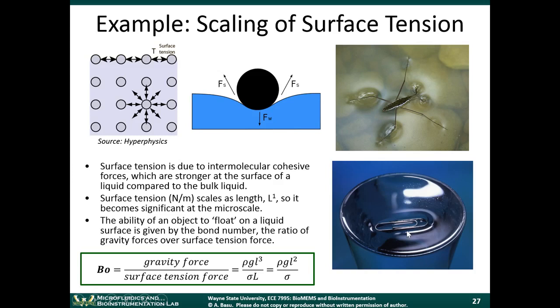Another example is a paper clip here. At the nanoscale, the surface tension effects become very, very significant. All right. So this is an example of the scaling of surface tension forces. It's given by the bond number.